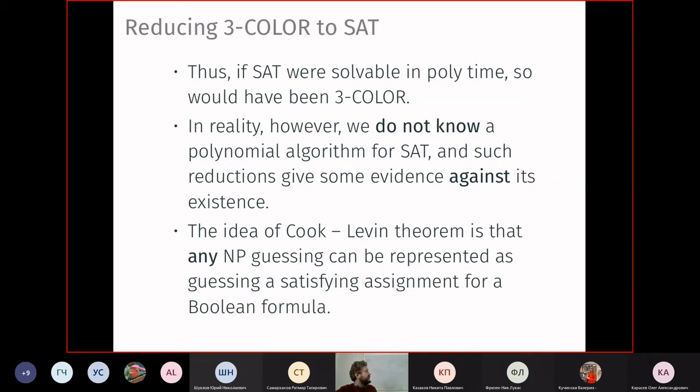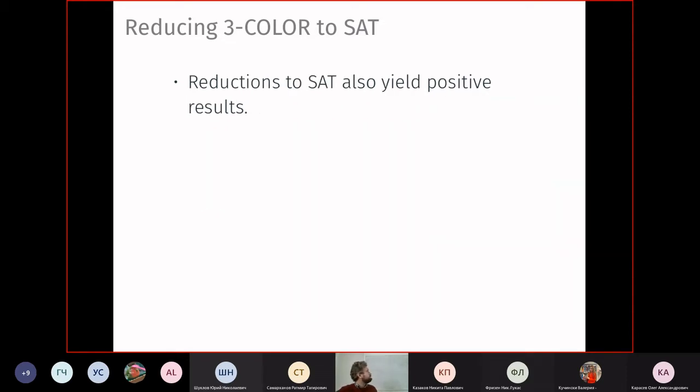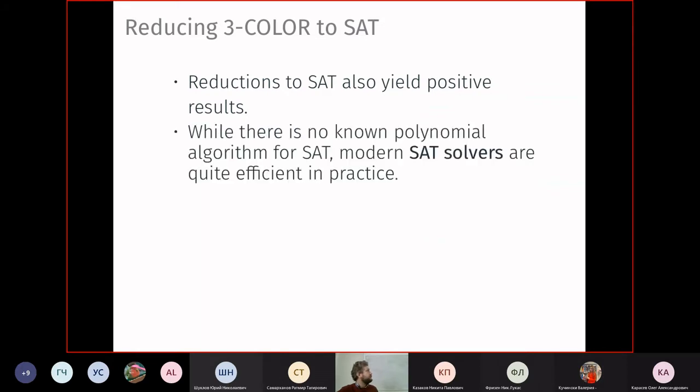And the idea of Cook-Levin is that any NP guessing can be represented like that. So you have an arbitrary NP problem, and it can be rewritten as guessing the satisfying assignment for a specific Boolean formula. But these reductions can also have some positive meaning. While there is no polynomial algorithm for SAT, the business of building SAT solvers is quite efficient. So there is a line of research and computer practice of constructing algorithms which try to solve satisfiability in reasonable time. It's not polynomial, but nevertheless, sometimes it works.